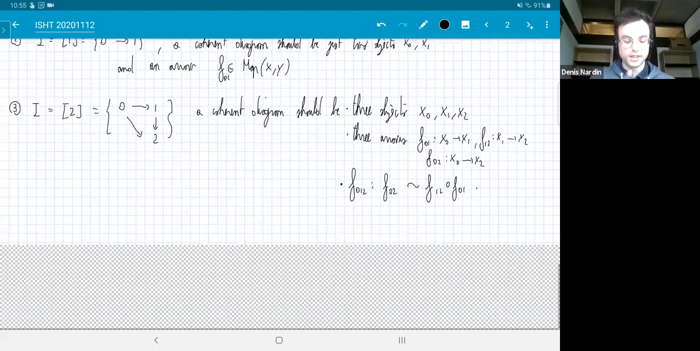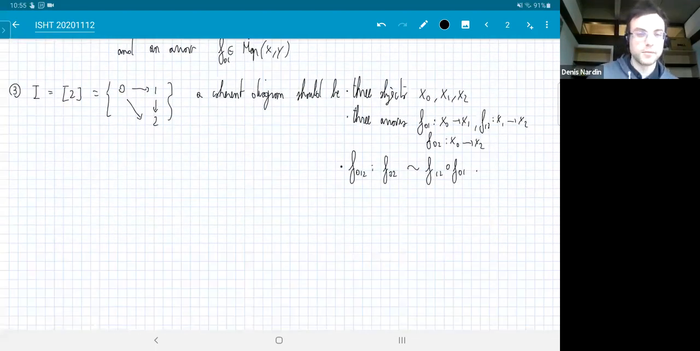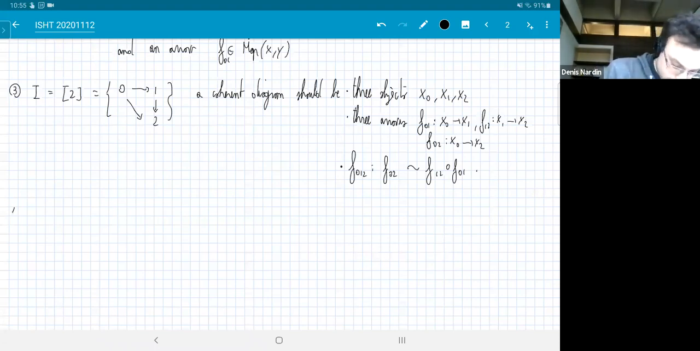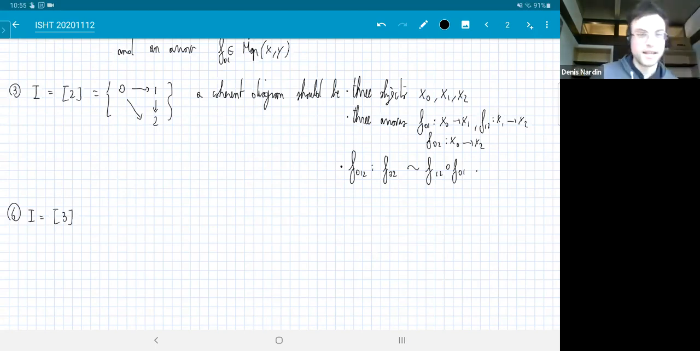And now let's go for a slightly more complicated example. Still not very complicated, but this is this poset here. Now we are going to have some non-trivial associativity conditions.